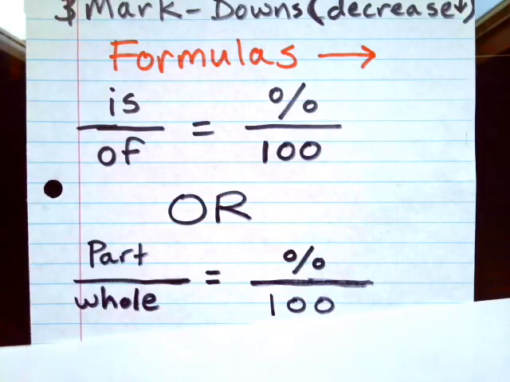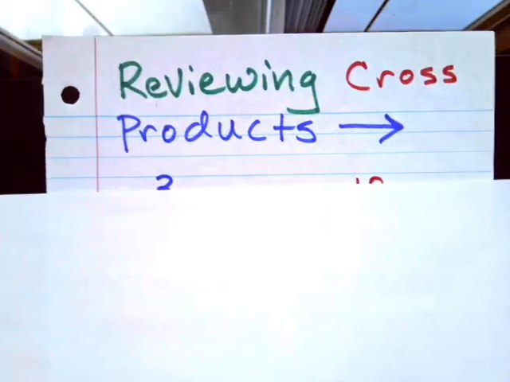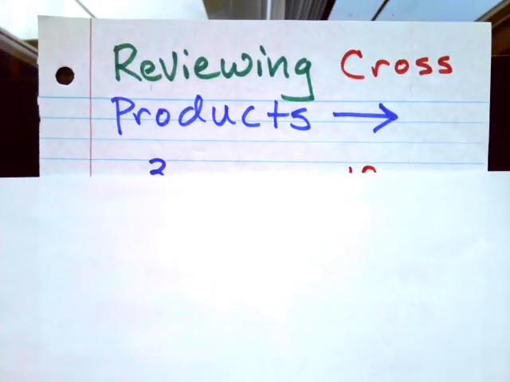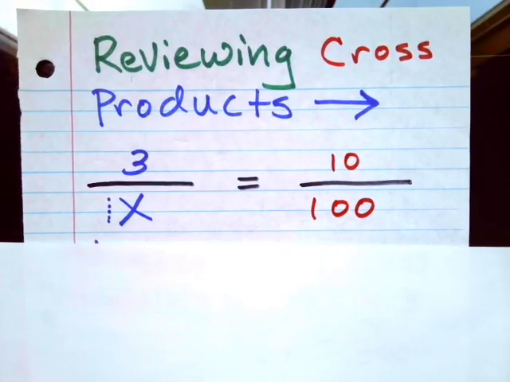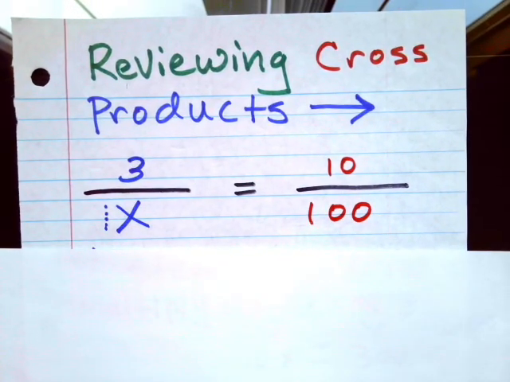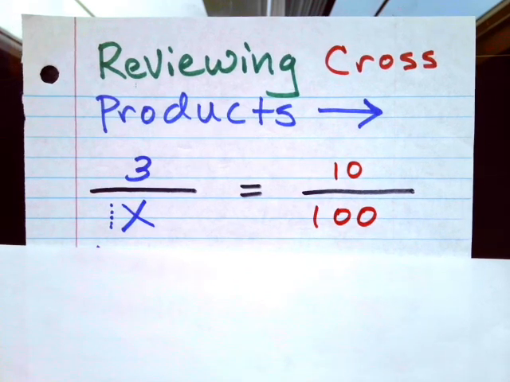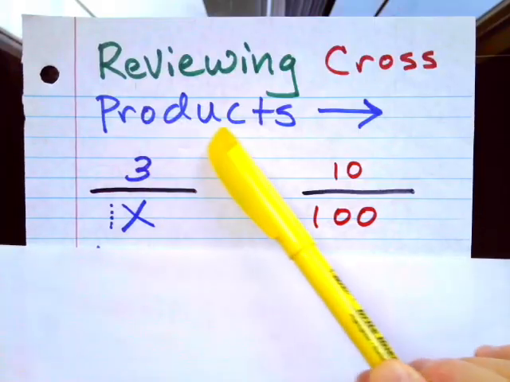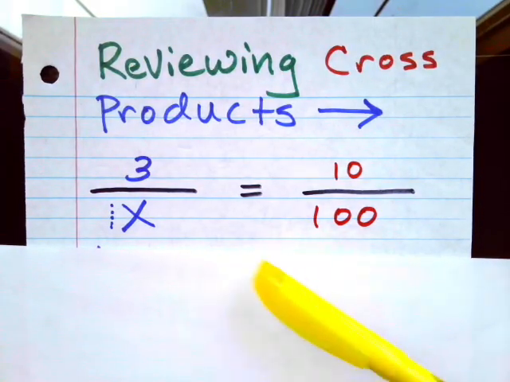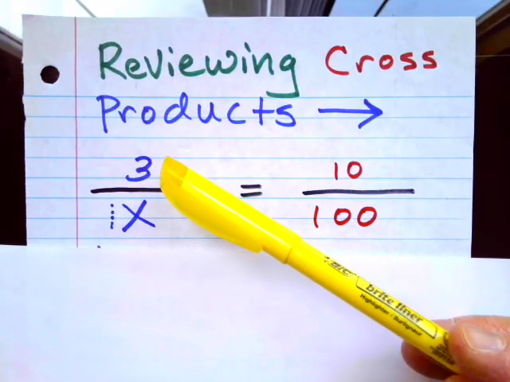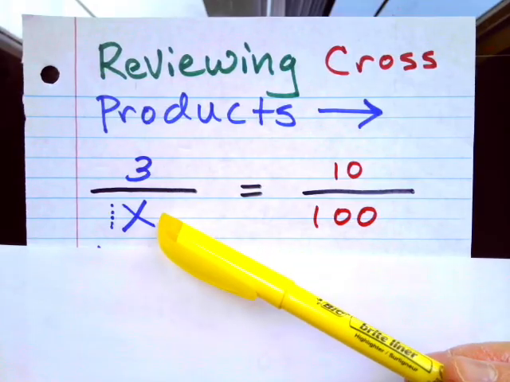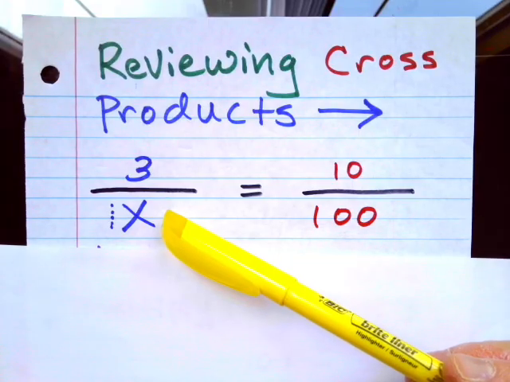So right now what I'd like to do is show you how to set up and review cross products. Okay, so we're going to get into that right now. Cross product is simply multiplication. Product is the answer to a multiplication problem. So I've just picked numbers. I picked 3 would represent the is or the part. X would represent the of or the whole, the formula I just showed you.